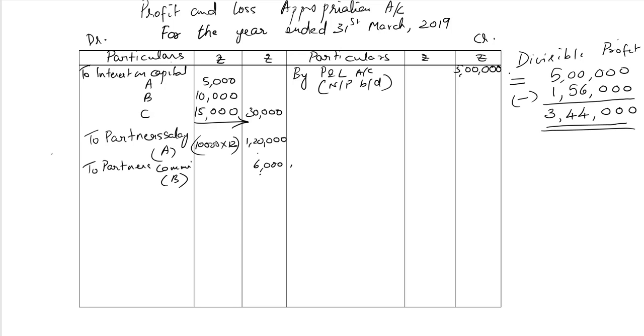We'll transfer 10% of the divisible profit to reserve. So, to transfer to reserve is 10% of 3,44,000, which is 34,400. Now we balance the account and transfer the profits in their profit sharing ratio, which is equal.